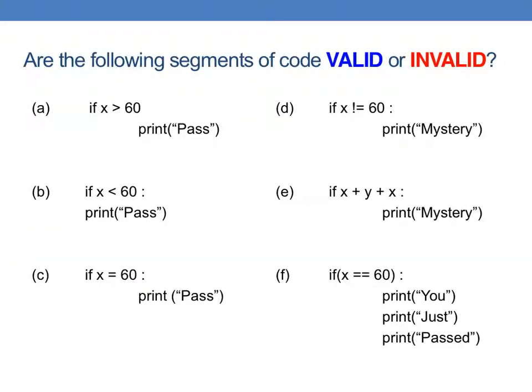If you look in your notes, the next thing you will see is that there are 6 segments of code, and they are all if conditionals. What I'd like you to do is take a look at them and see if you can decide whether or not those segments of code are valid or invalid. If you think it's invalid, try and identify what the error might be. So pause the video for a second and look at them. Some of them contain errors, some of them do not, and see if you can figure out if it's valid or invalid code.